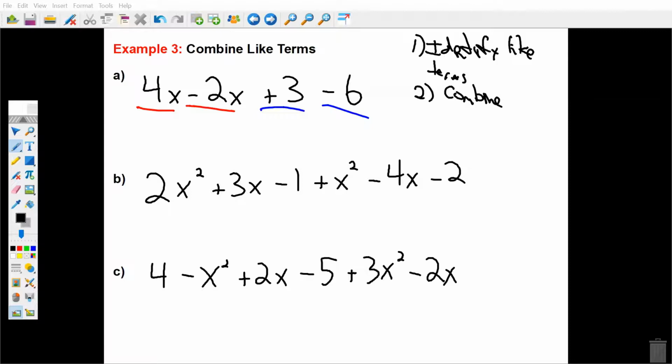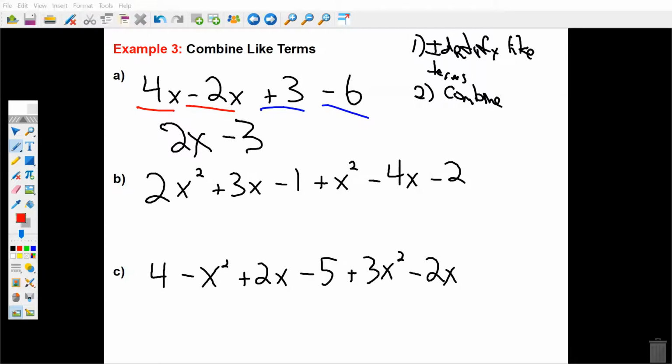So now I'm just adding or subtracting based on what the signs show. So positive 4x minus 2x is 2x. Once you've identified the like terms, you just add or subtract the coefficients. The variables and the exponents do not change when you are adding and subtracting. We are just combining the coefficients. So 4x minus 2x was 2x, and positive 3 minus 6 is negative 3, which is our answer.